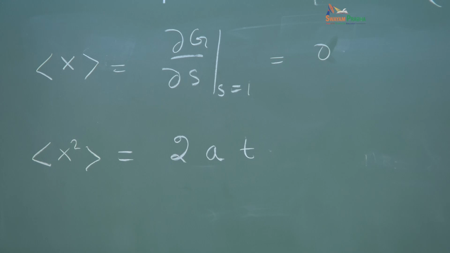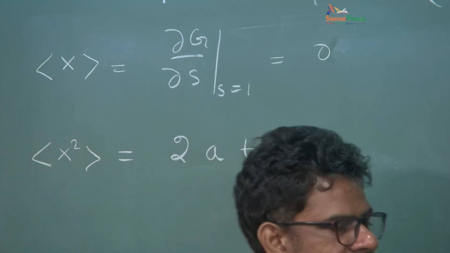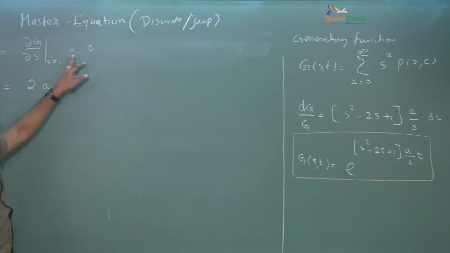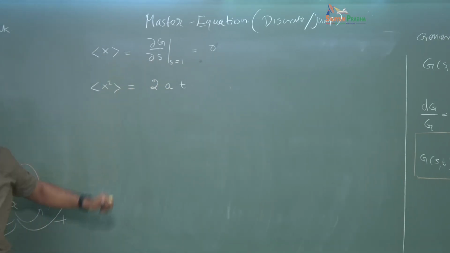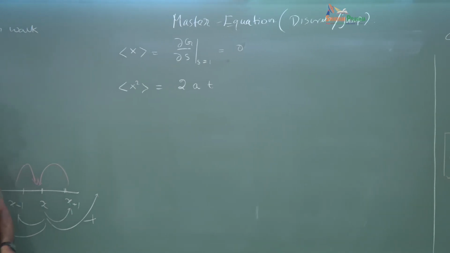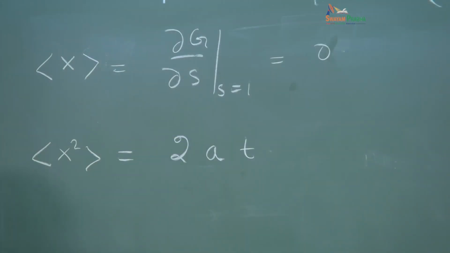So you will get that if you take the first derivative and calculate at s equal to 1, you will see that the mean position is 0 as we expect, and then if you get the mean square displacement or the mean square position, it actually goes proportional to t, okay. So these are the results we already expected from Langevin equation and the Einstein relation also.